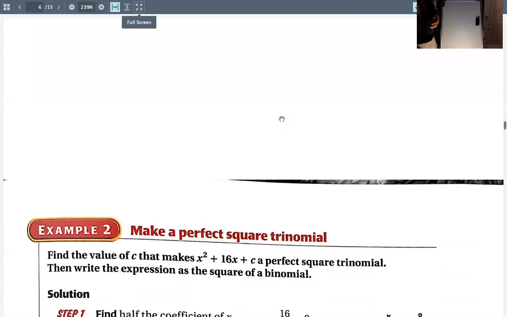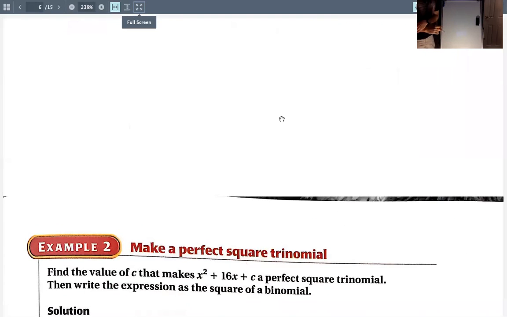Okay, so find the value of c that makes this a perfect square trinomial. Then write the expression as the square of a binomial. Try that. That's kind of an intermediary step. They're not throwing you right into the deep end on that. They're asking you to just find out what c would have to be so that that would become a perfect square trinomial. X squared is already a perfect square. You know c needs to be a perfect square. But which perfect square? Well, you know that that 16 there has to be made up of 2 times the product of the square roots of the first and third term.